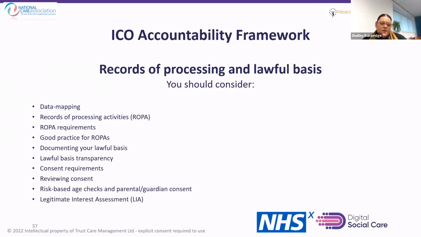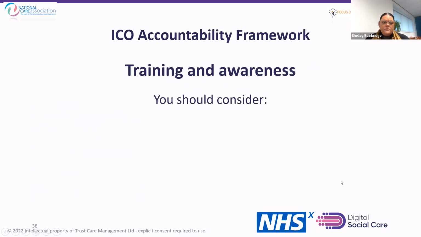Good practice for ROPA, documenting your lawful basis, transparency, consent requirements, reviewing consent, risk-based age checks, and parental or guardian consent. This is very important if we're supporting people with a learning disability who may have guardian consent. How do we manage that? How do we protect people around that? And then the legitimate interest assessment, which is also known as an LIA.